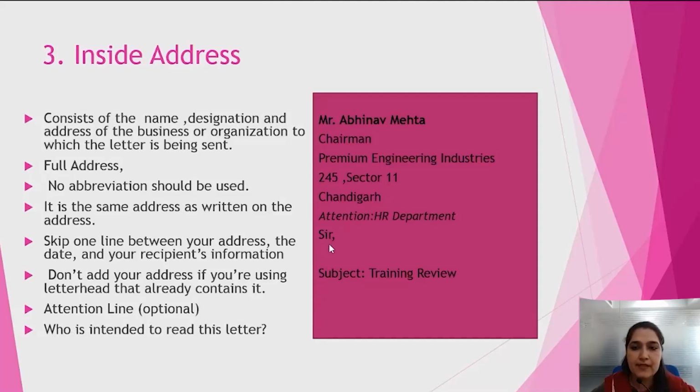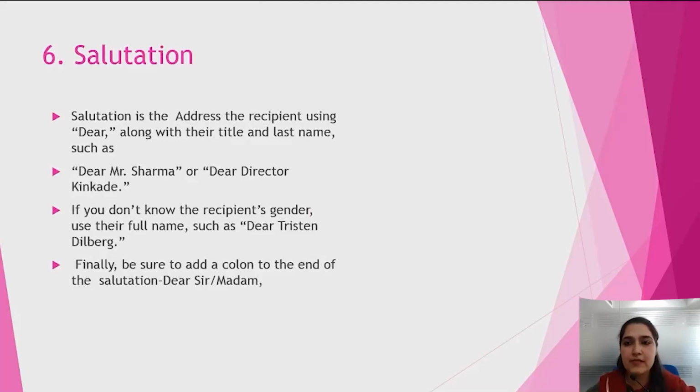After attention, we can see the next field is sir. Now sir with a comma, this is the salutation, and after salutation there is a line space, and after the line space we are writing the subject of the letter. तो यहाँ पे subject है जैसे training review. So after this we come to the salutation.